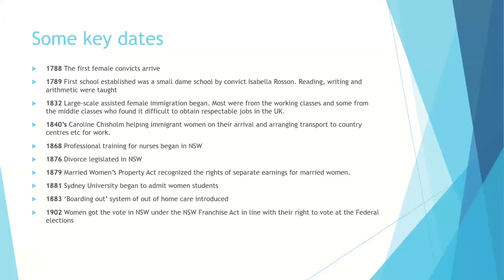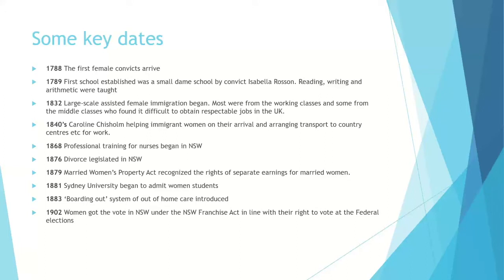In 1832, they began that large-scale assisted female immigration. So there had been some assisted immigration prior to 1832, but they really got into it from 1832. Most women came from working classes in the UK, and then some women also came from the middle classes, especially where they found it difficult to obtain a respectable job in the UK. By the 1840s, we saw Caroline Chisholm starting to help immigrant women on their arrival and arranging transport for those women to country centres for work.